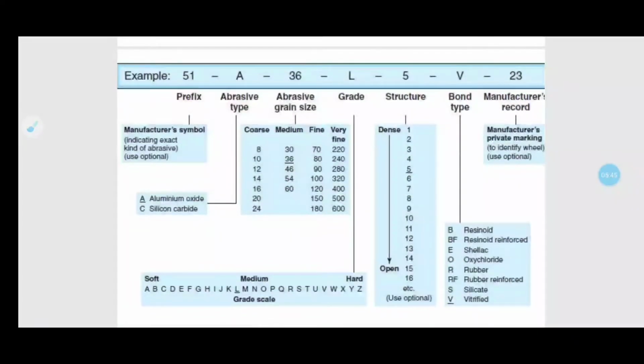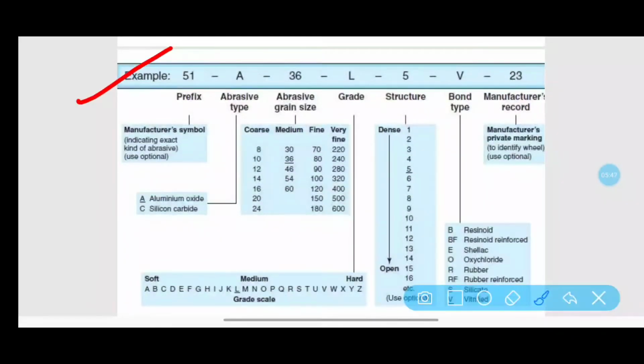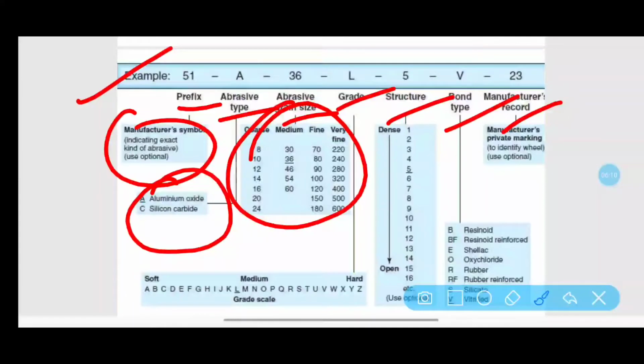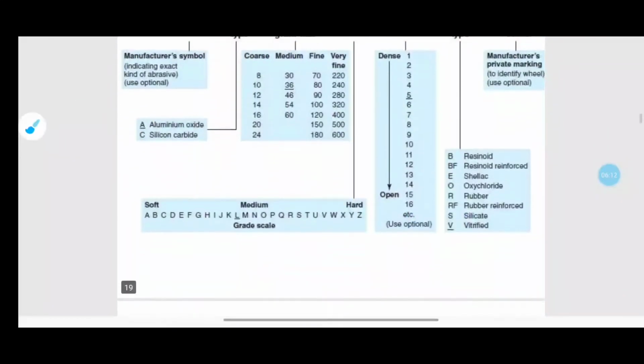Next one, this is an example of a bond and how they use it. So you see the prefix, abrasive type, abrasive grains, grades, structure, bond type, manufacturer records, all those things, and the manufacturing symbol will be available. And here you could see this abrasive type, so that is aluminum oxide and silicon oxide that has been used. And then this is the structure, what the structure exactly is, and what the abrasive grain type is, mentioned. Everything has been clearly mentioned over here. So this is nothing but an example of these things.